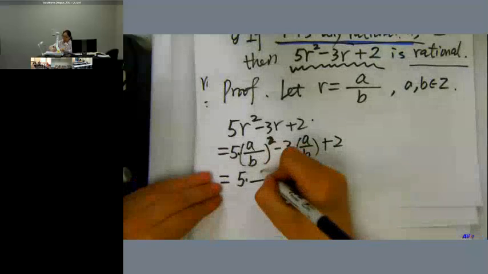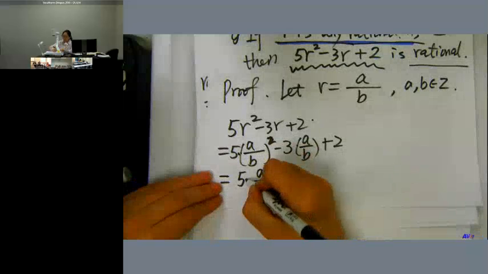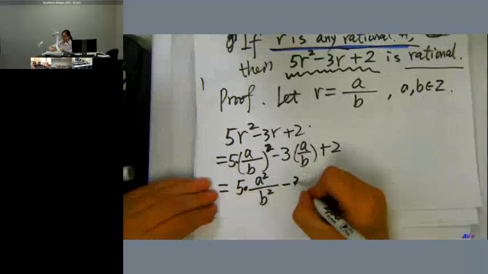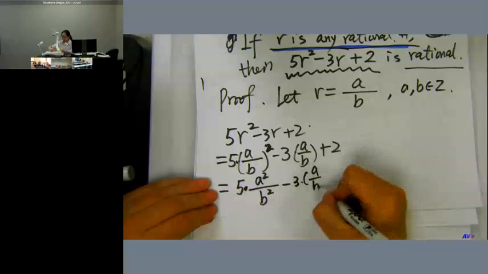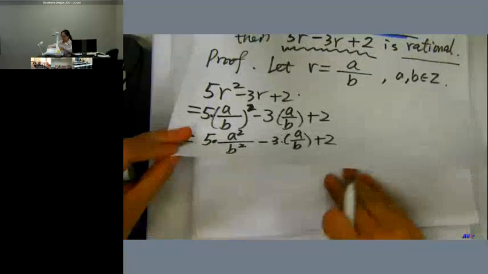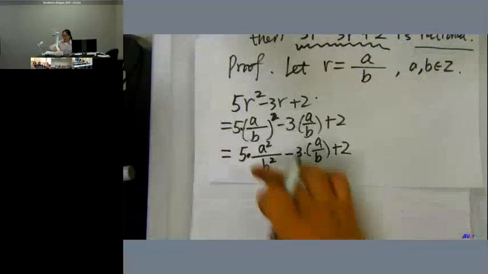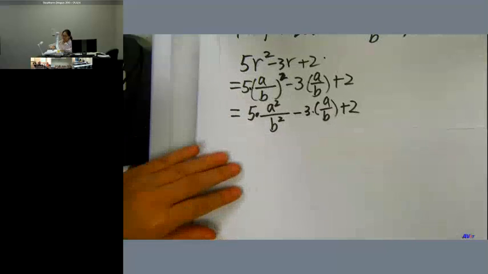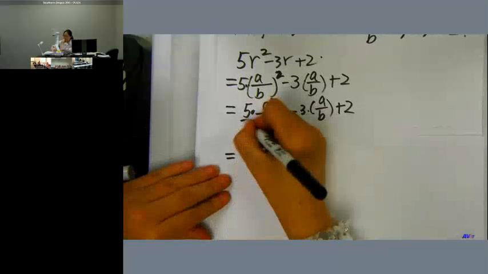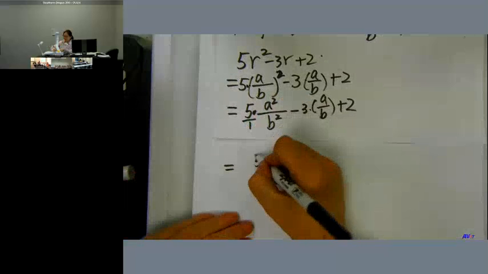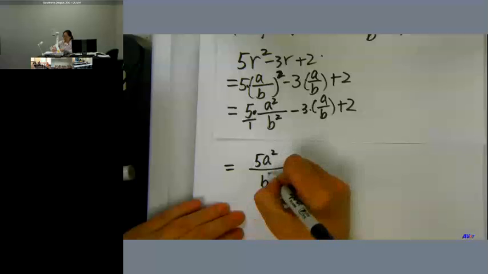Exponent first. Make sure you do that. Follow the order of operations. Exponents go first, and then you're going to do multiplication. We can do all of these multiplications in the second step. So in the next step, we work out 5 times a squared over b squared. You can put a 5 over 1. Yes, 5a squared over b squared.